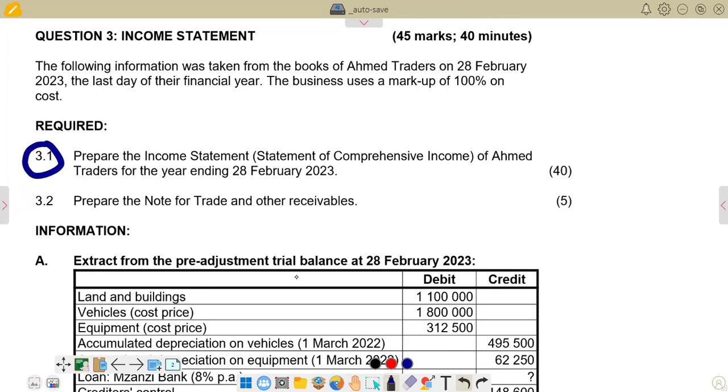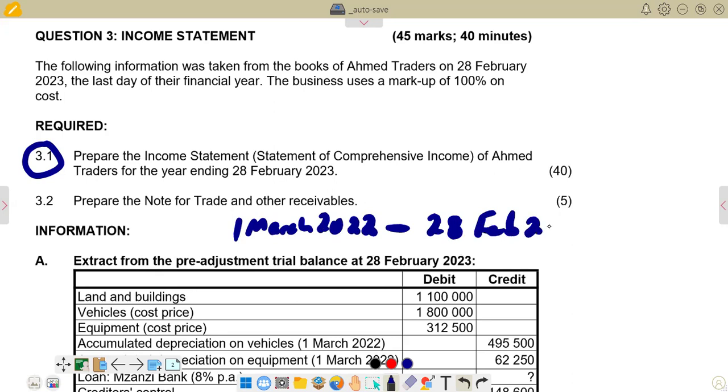It reads extract from the pre-adjustment trial balance at 28 February 2023. This is an extract that we are given of a pre-adjustment trial balance at the year end of 28 February 2023. So it is very important for you to take note of the financial year, where it's starting and where it's ending, before you answer the question. So according to this question, our financial year is starting on 1 March 2022 to 28 February 2023.